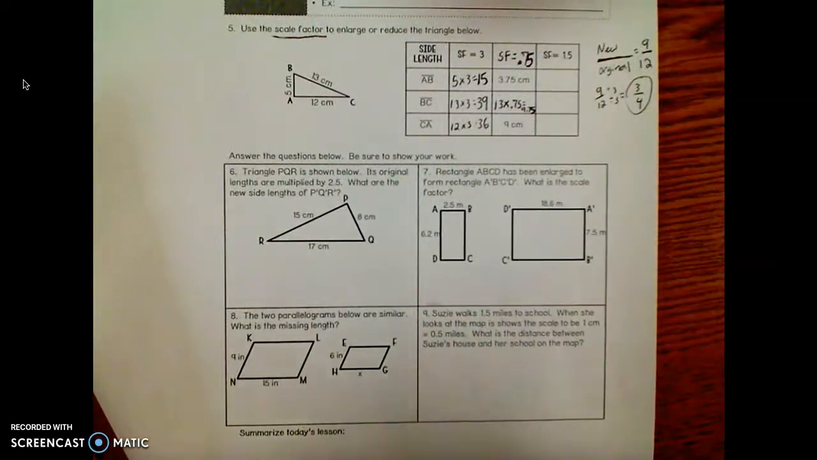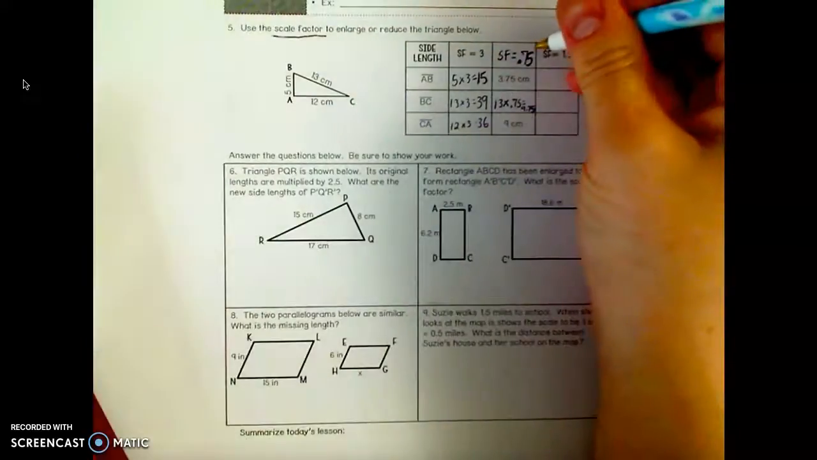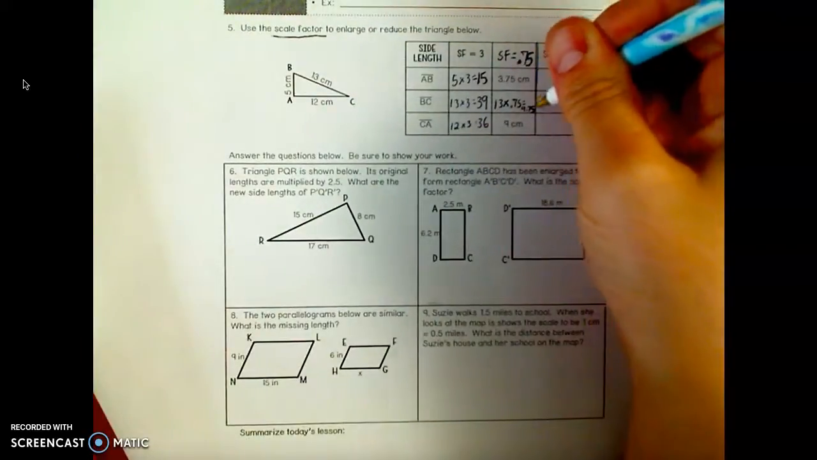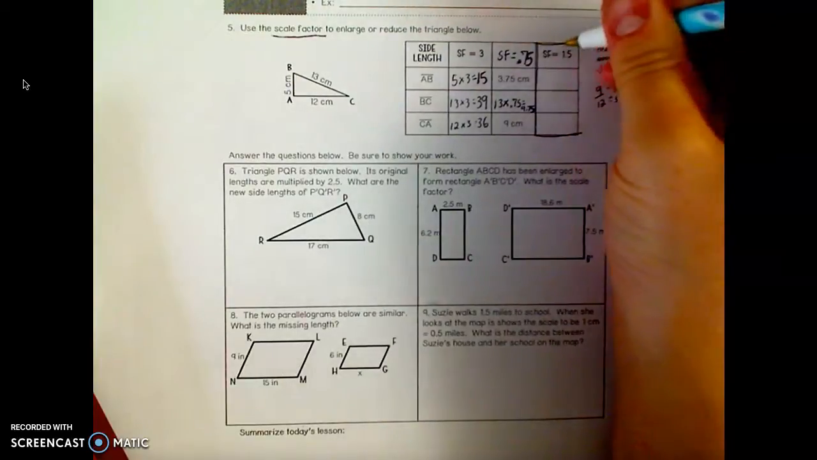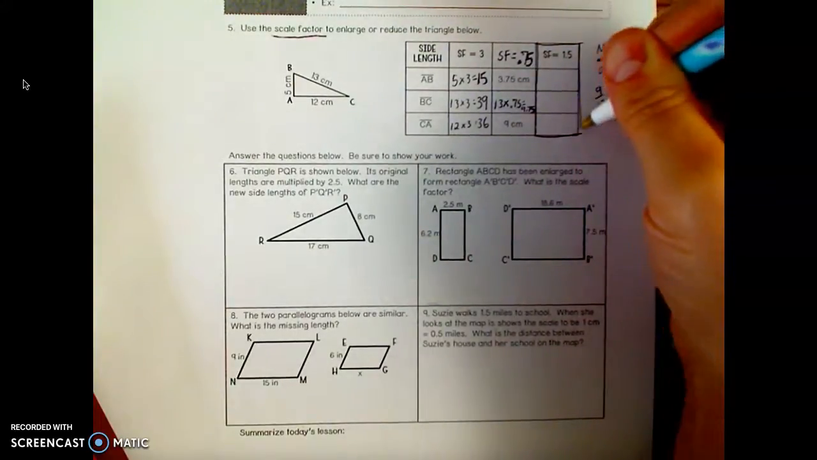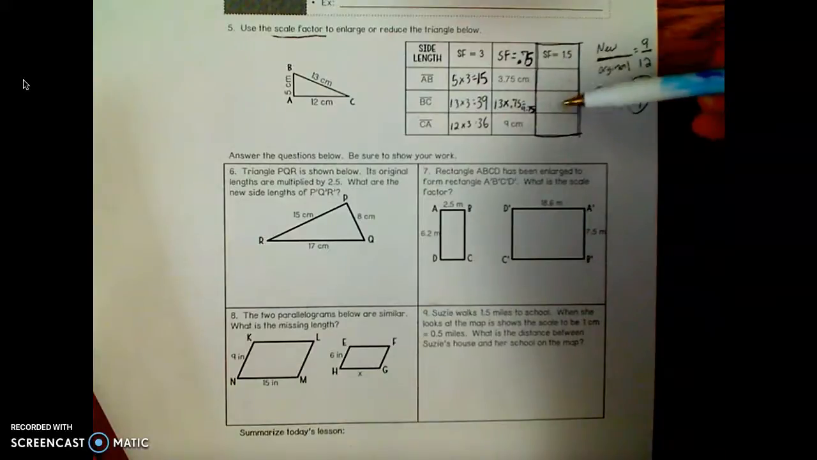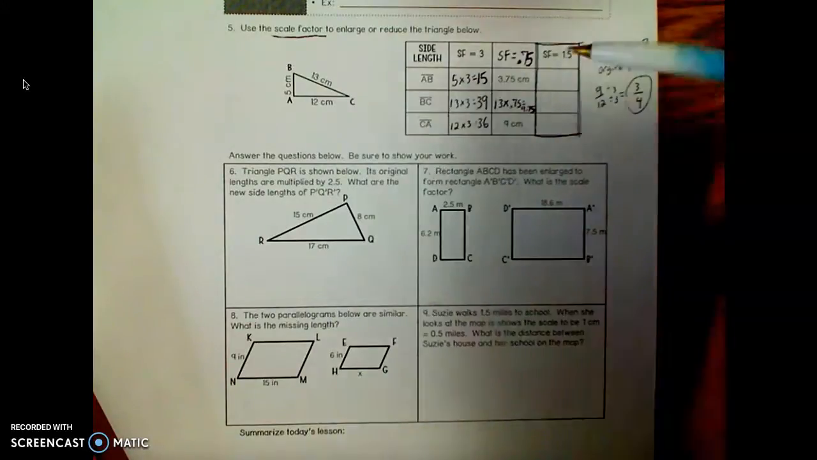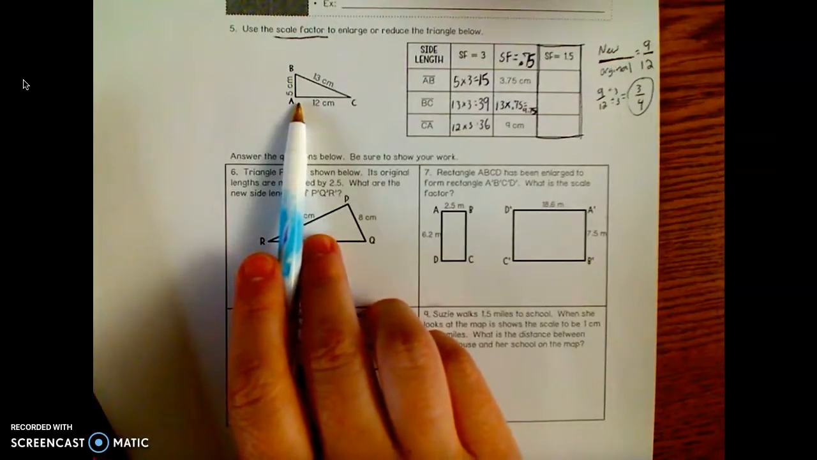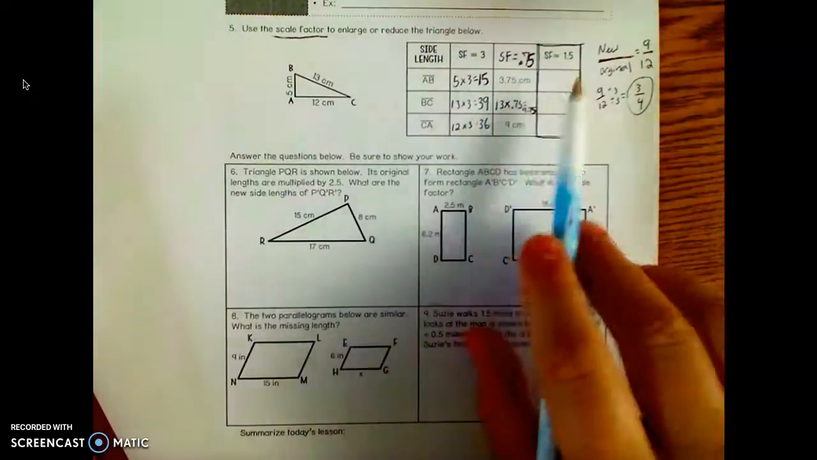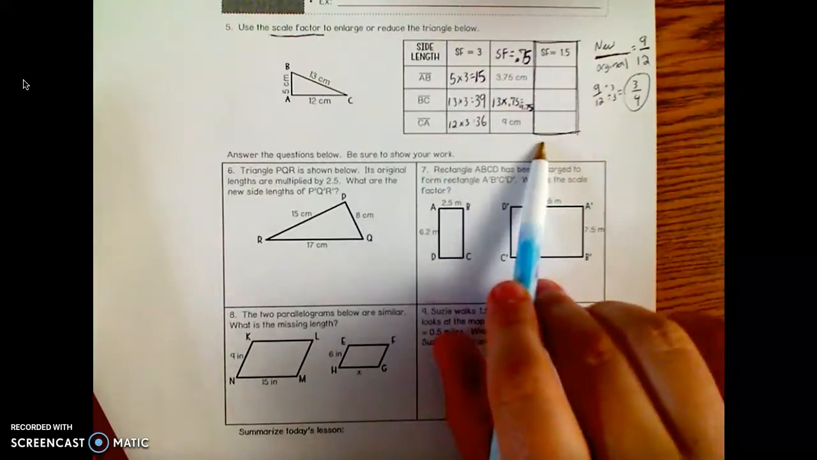All right, now what I want you to do is I want you to take a minute and solve this column right here. Remember, to solve for the new sides, you take the original sides and multiply it by the scale factor. And that will give you the new side over here.